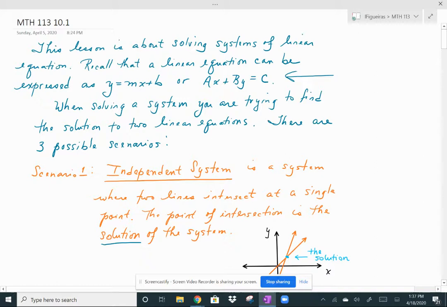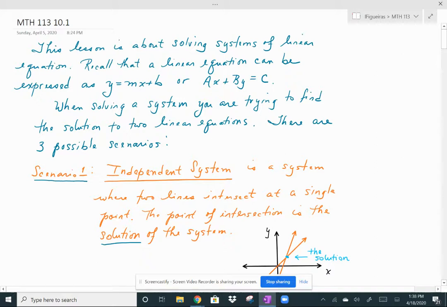But make sure that your x and y's are only raised to the first power. If you have an x squared or a square root of y somewhere in your equation or something like that, it wouldn't be considered linear. So when solving a system, you're trying to find the solution to two linear equations, and there are three possible scenarios. So in the first scenario, we call this an independent system.